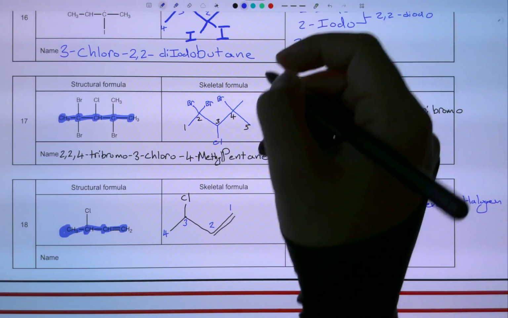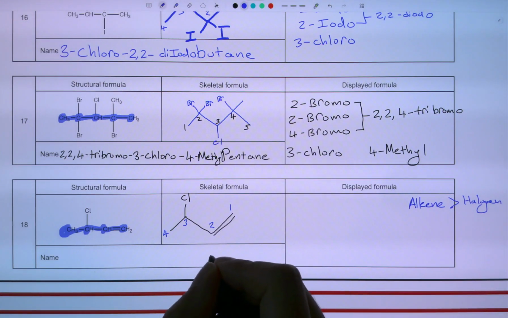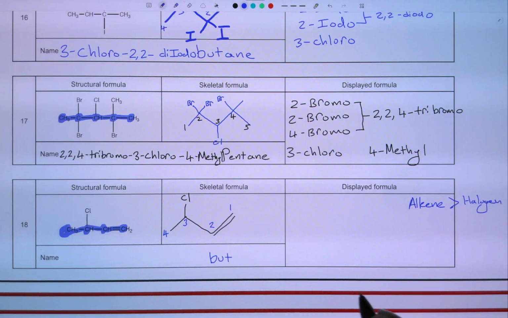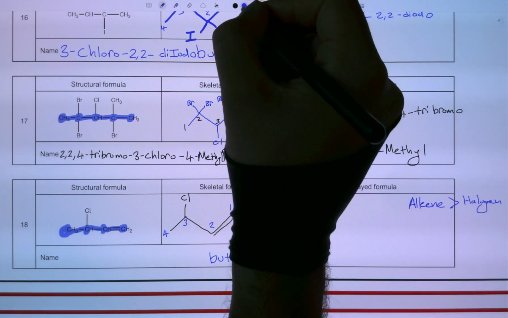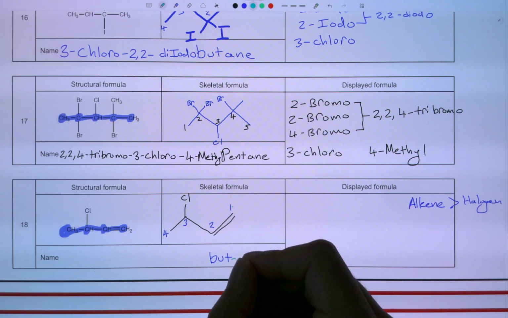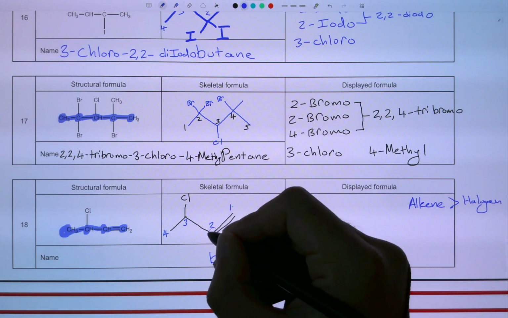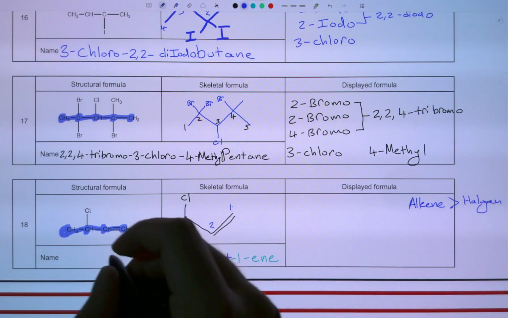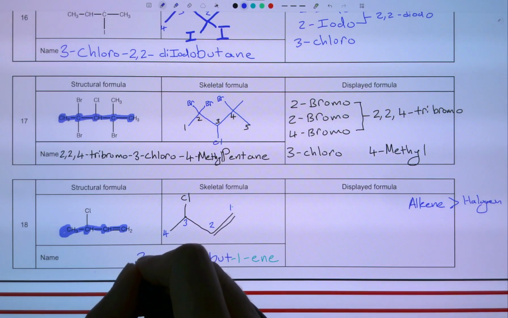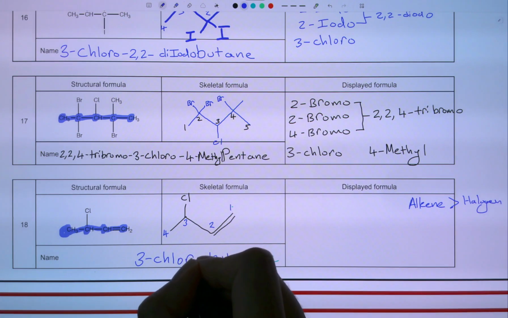So we have 4 carbons, therefore this is but. This is an alkene, and the double bond begins at carbon 1, but-1-ene. We have a functional group at 3, so this is 3-chlorobut-1-ene.